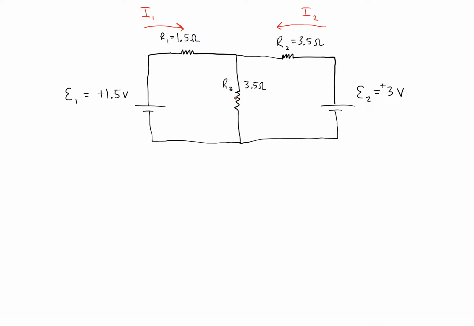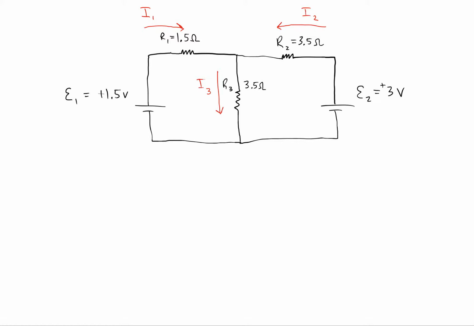When it comes to R3, it's reasonable to assume that current flows downward through R3 because it wants to get back to the negative terminal somehow. Okay, so that's going to be our hypothesized directions of the currents. And it's okay if you had something different. The problem is still solvable no matter what you choose.